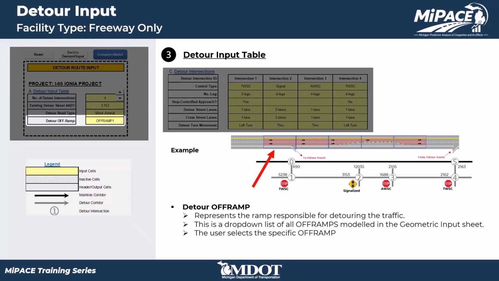The detour off-ramp identifies the freeway off-ramp where diverted traffic leaves the mainline and enters the detour route. The field is a drop-down list populated from the off-ramp segments that were modeled earlier in the geometric input. Select the off-ramp that corresponds to the beginning of the intended detour. The red arrow in the example illustrates where that selected off-ramp connects the freeway to the detour.